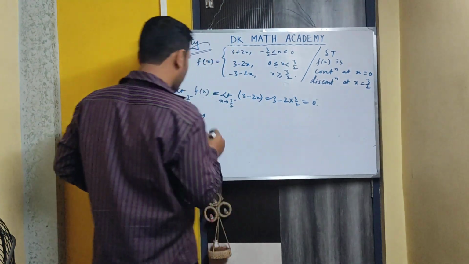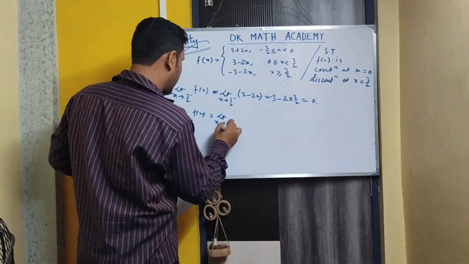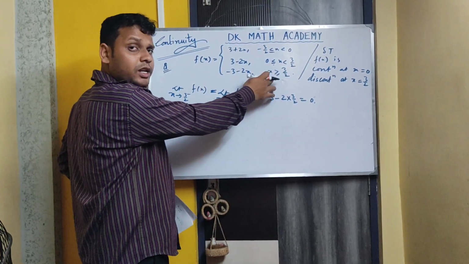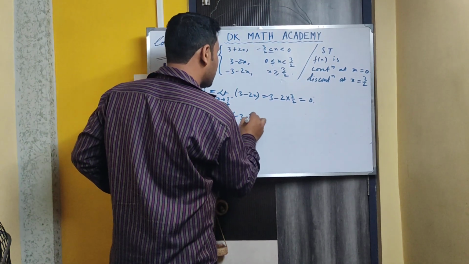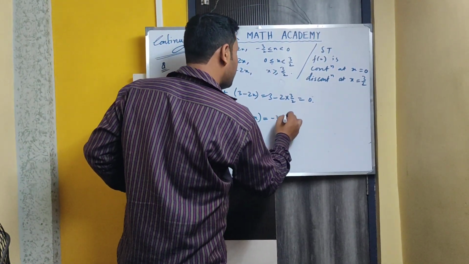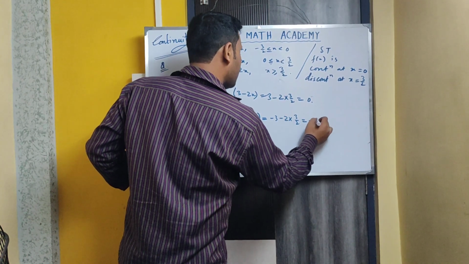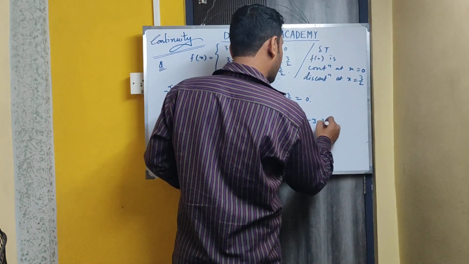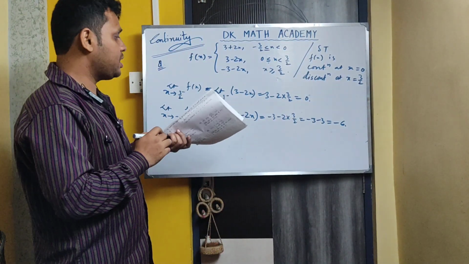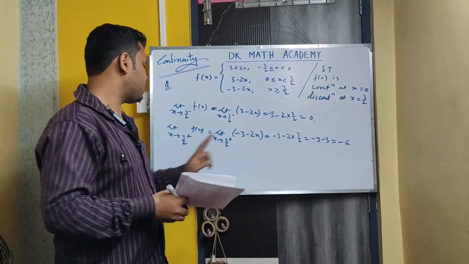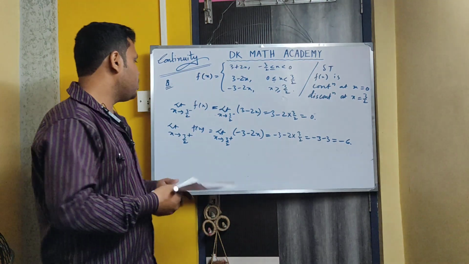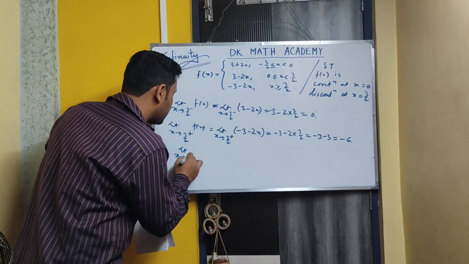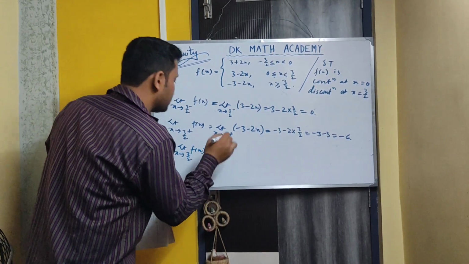This is 0. At the right side of 3 by 2, the function is minus 3 minus 2x, that means minus 3 minus 2 into 3 by 2. This is minus 3, minus 3, this is minus 6. So the left limit is 0, and the right limit is minus 6. So these two limits are not equal, so the limit x tends to 3 by 2 of f(x) does not exist.